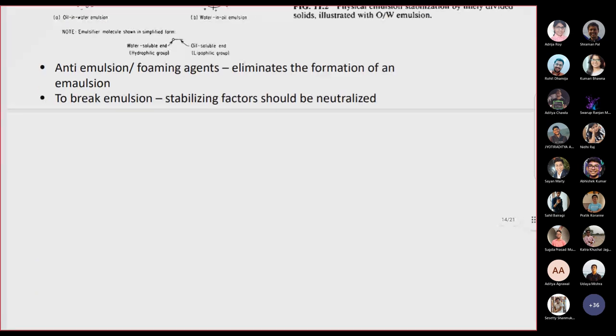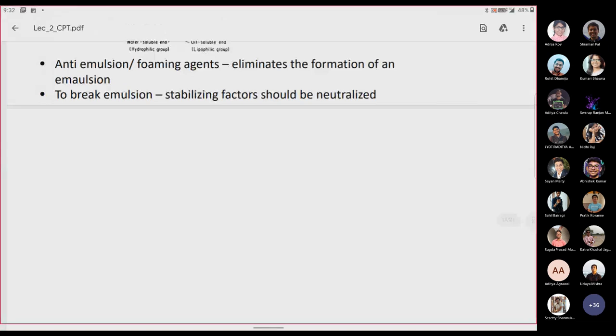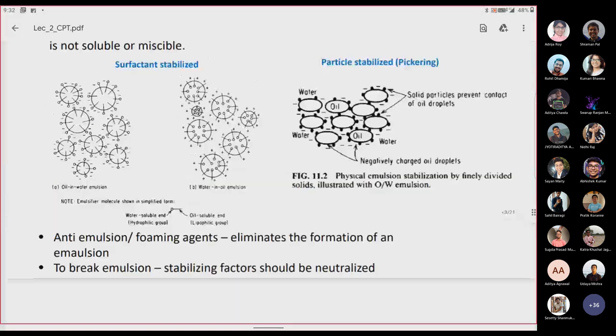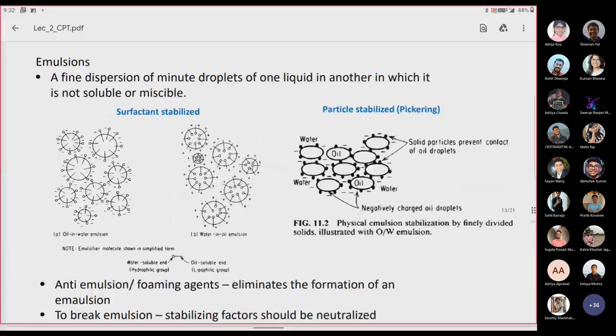I don't know whether I can write, I don't have annotations. So I'm sure all of you know emulsions. What is an emulsion? If you want to make an emulsion, we can make it two ways. One is a surfactant-stabilized emulsion, another one is a particle-stabilized emulsion.